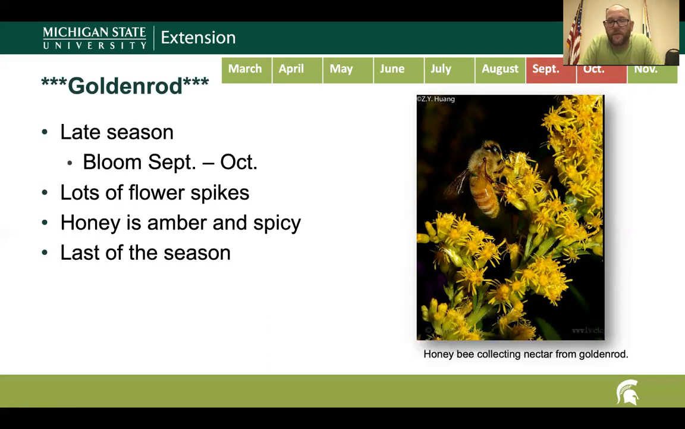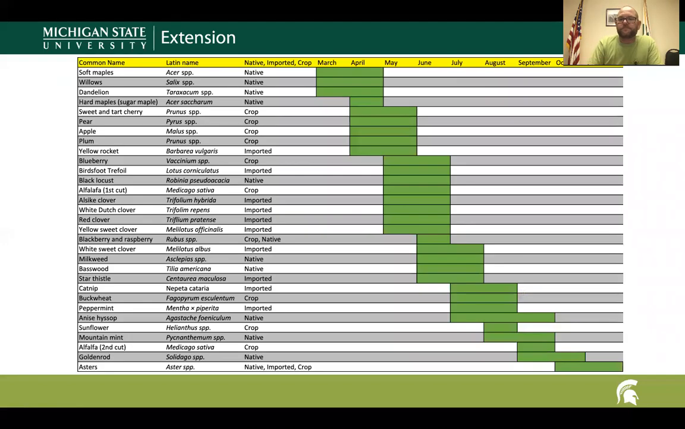It is one of those flowers that has long spikes with tons of flowers, so it's great in that respect. The honey is amber and has a spicy flavor, and can be a varietal honey if you've got a good nectar flow on. And really it is the last resource of the season, particularly here in Michigan.